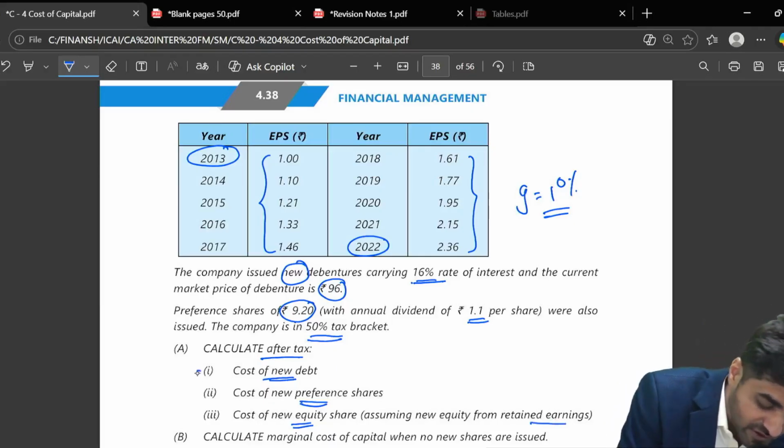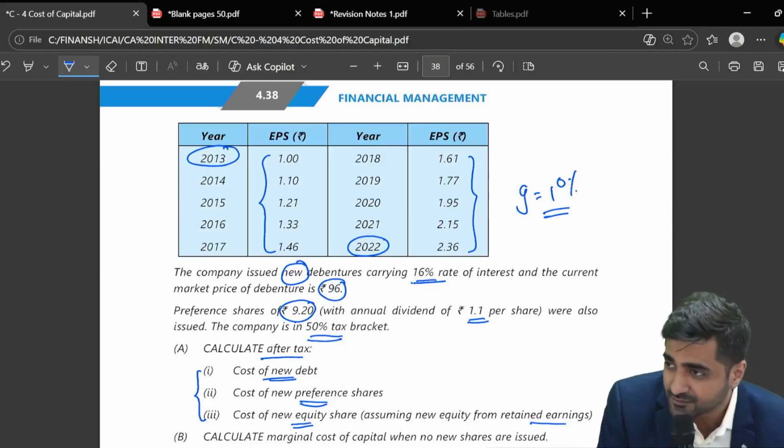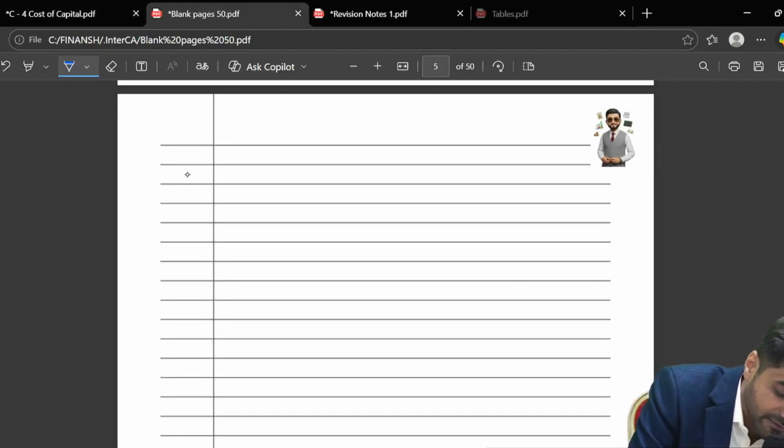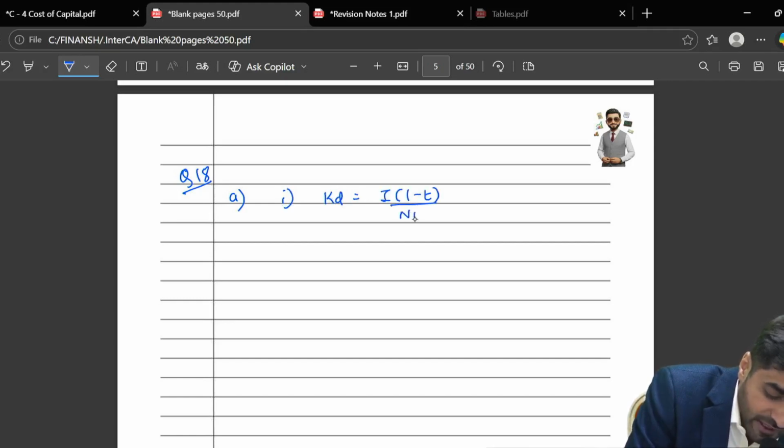So now, my dear students, we are required to calculate these 3 types of cost. First of all, how will you calculate your cost of debt? Can I say your cost of debt will be calculated by taking interest into 1 minus tax upon net proceeds into 100?